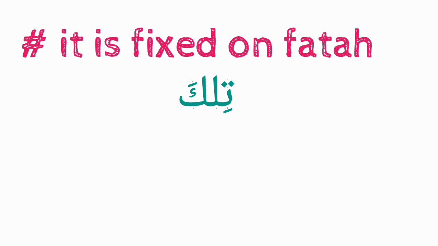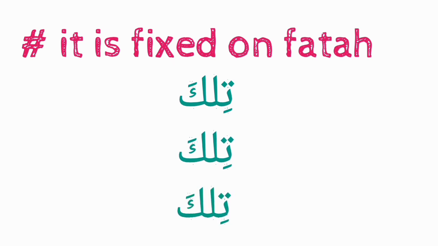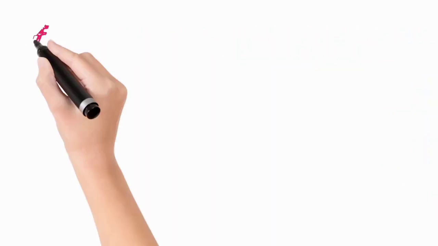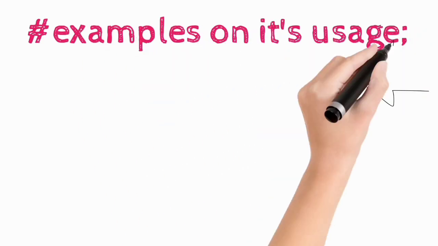So tilka is also fixed on its fatha. When it is marfu, it is tilka. When it is mansub, it is tilka. And when it is majrur, it is also tilka. So in whatever condition tilka comes, it doesn't change in its structure.